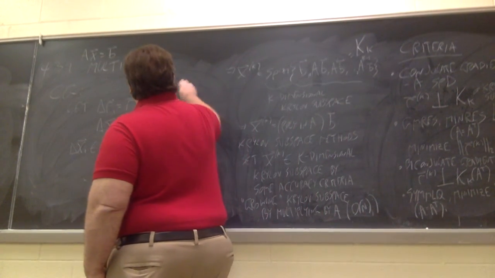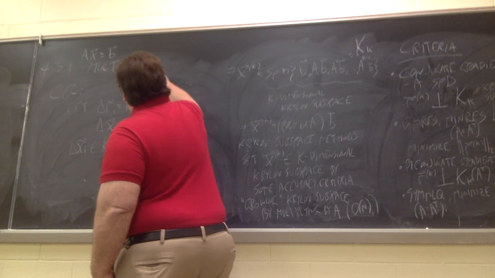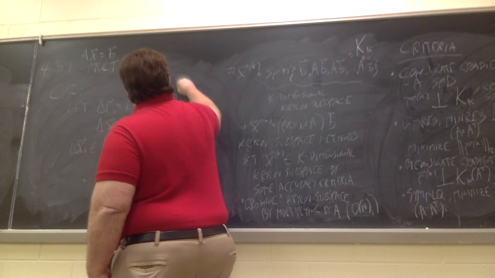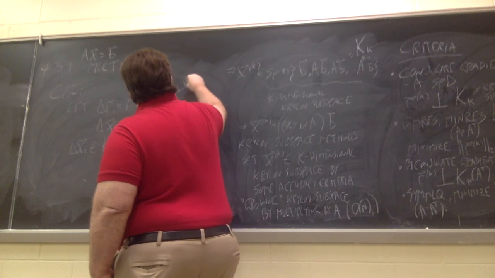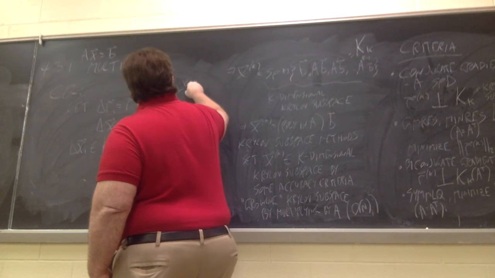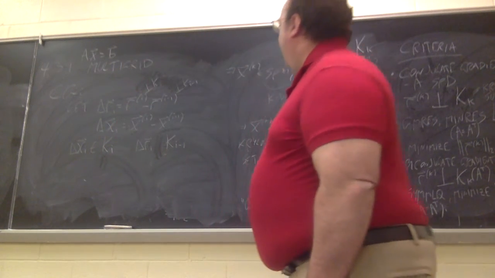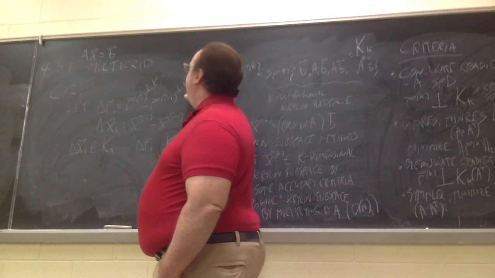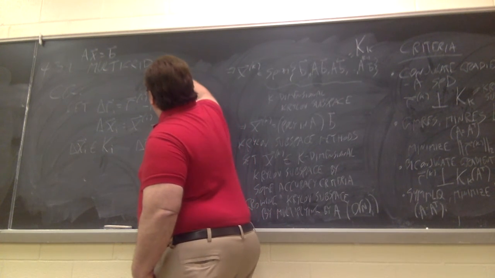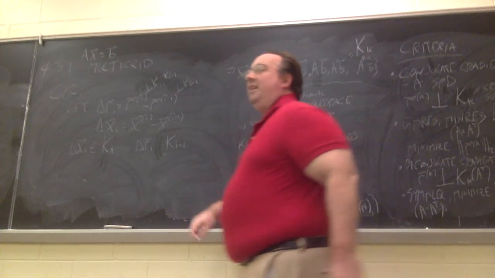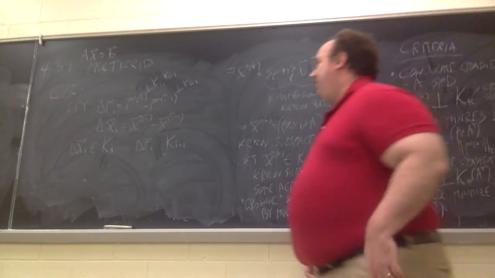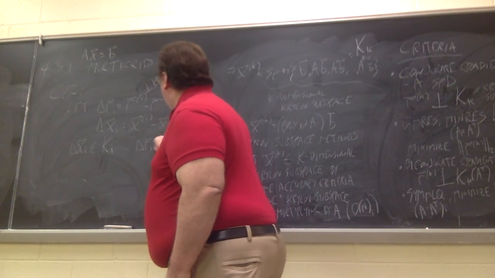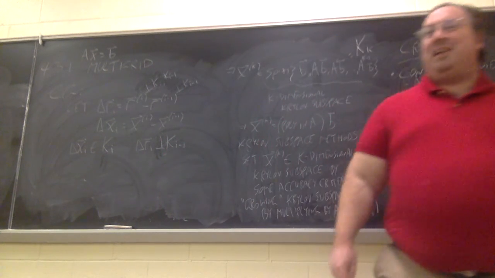So these statements are not helping me. These statements will. This is orthogonal to chaos. This is orthogonal to Ki minus one. But Ki contains Ki minus one, so this is orthogonal to Ki minus one also. Therefore, their difference is orthogonal to Ki minus one.